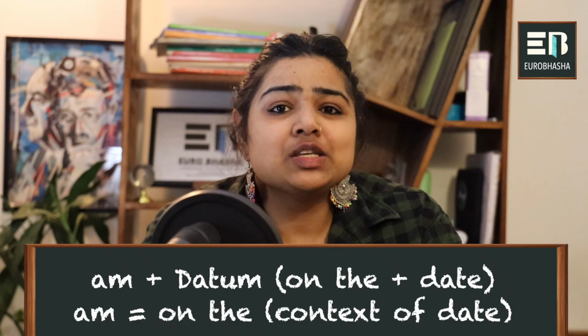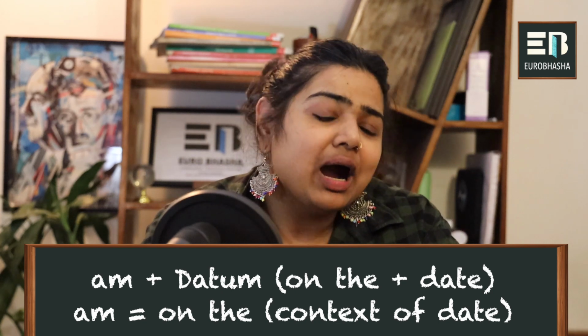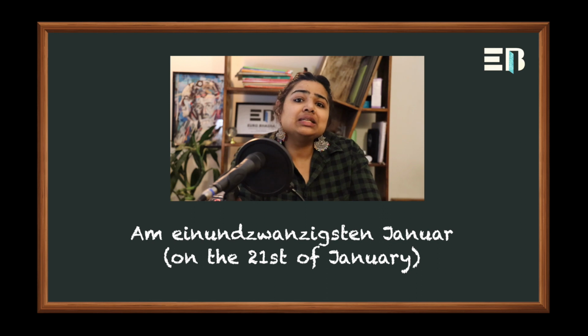So we have seen that am is a fixed preposition with weekdays. It is also a fixed preposition with times of the day. Now, am is also a fixed preposition with dates. With dates, we always use am. So, for example, am 21. Januar. That means on the 21st of January. Oder am 30. April. On the 30th of April.